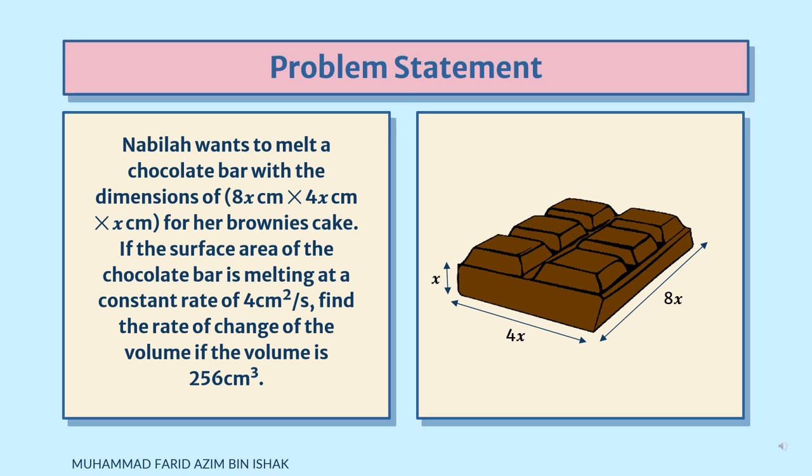So this is our problem statement. Nabila wants to make a chocolate bar with the dimensions of 8x cm times 4x cm times x cm for her brownies cake. If the surface area of the chocolate bar is melting at a constant of 4 cm² per second, find the rate of change of the volume if the volume is 256 cm³.